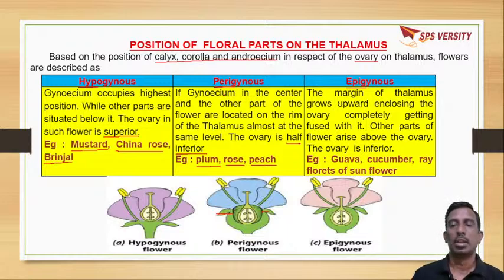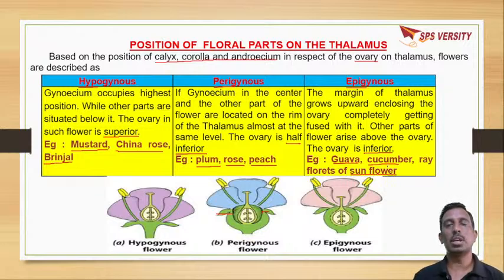Okay. And when you come to the margin of thalamus, that is epigynous condition, where the calyx, corolla, androecium arise above the ovary. They rise above the ovary. Here ovary is inferior. So example, guava, cucumber, ray florets of sunflower.